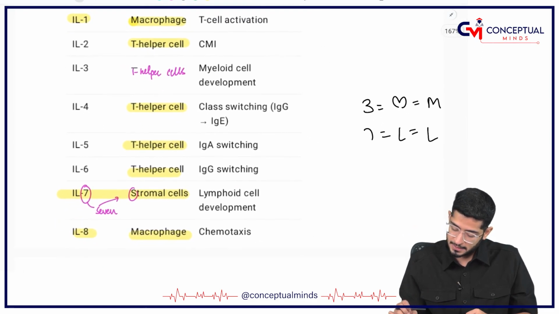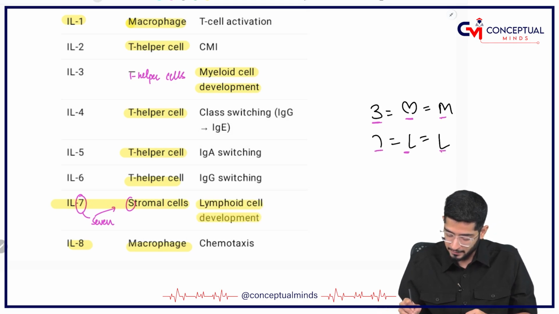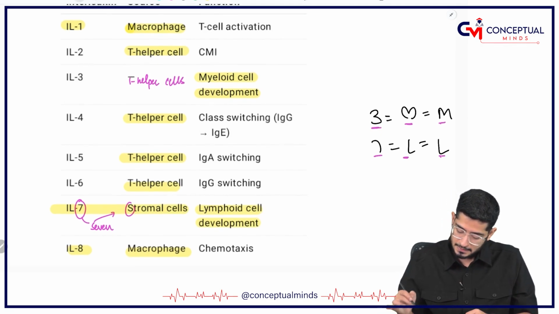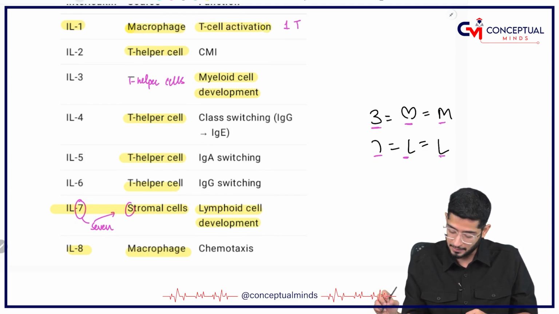Now what are their functions? Let us quickly understand that 3 is just like this. If you rotate 3, it becomes like this, very similar to M. So remember that 3 is responsible for myeloid cell development, whereas 7 is just like L, that is lymphoid cell development, right? Clear? So what are the other functions? If you have 1, my dear friends, 1 and T look very similar, so it is responsible for T cell activation.